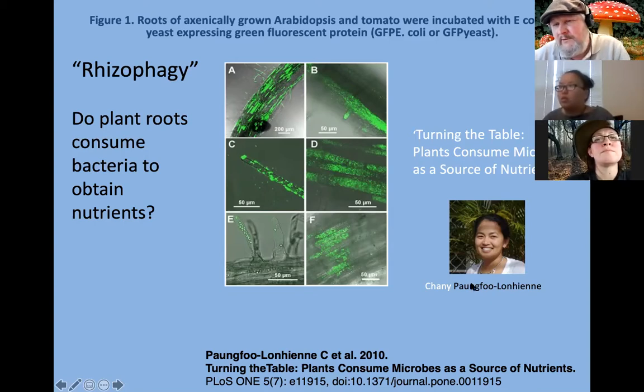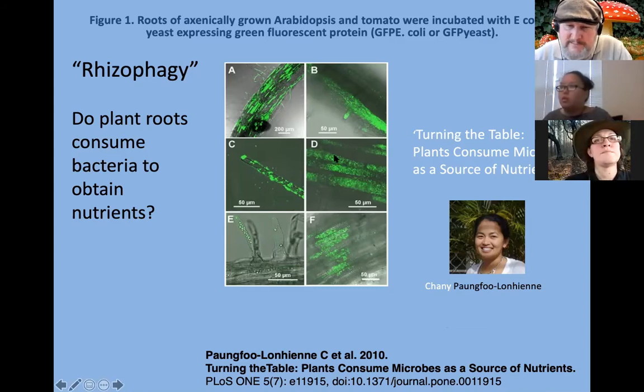They noticed that these bacteria and yeasts also were going into root cells. And they labeled those bacteria and yeasts with green fluorescent protein so that they would fluoresce when they looked at them under the microscope. And they can see the microbe they put in there and fed to the plant went into the root. And so this is some of the images from their paper.